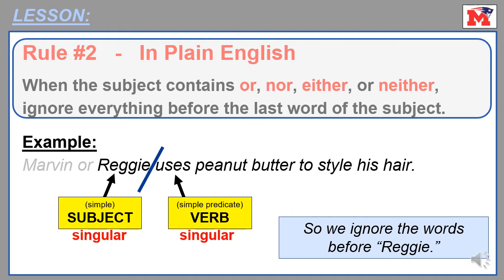Reggie is one person, so that's singular. So we know that our verb should be uses and not use. Reggie uses peanut butter to style his hair. Again, rule number 2 in plain English: when the subject contains or, nor, either, or neither, ignore everything before the last word of the subject.